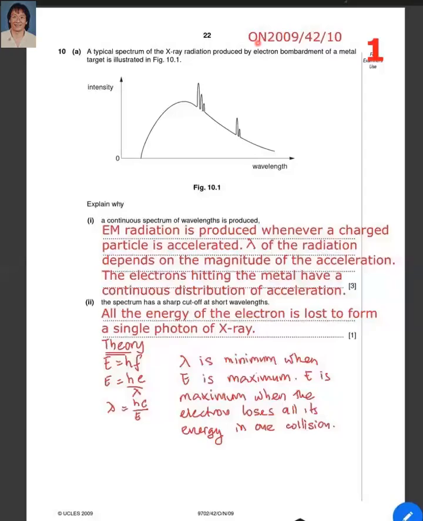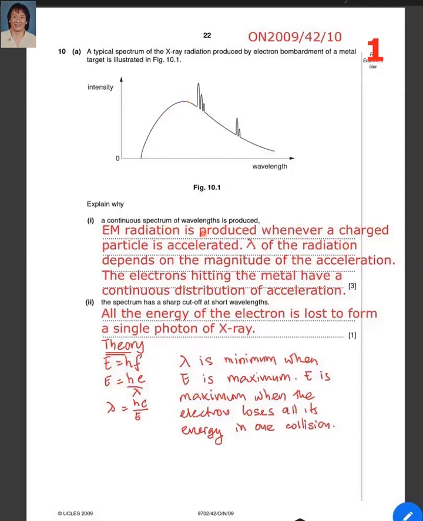In this past year question from October/November 2009, variant 42, question number 10. Part A, a typical spectrum of X-ray radiation produced by electron bombardment of a metal target is illustrated in figure 10.1. This is the Bremsstrahlung radiation. This is the minimum frequency, a minimum wavelength, and then these are the spikes. Explain why a continuous spectrum of wavelength is produced, referring to the Bremsstrahlung radiation here.